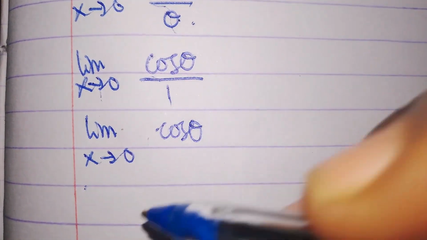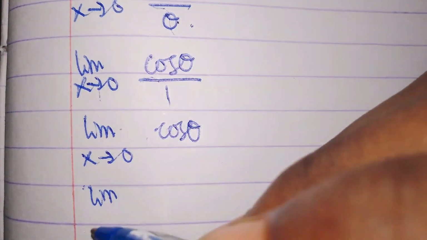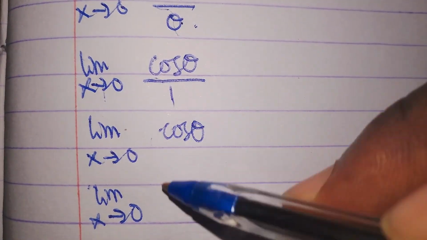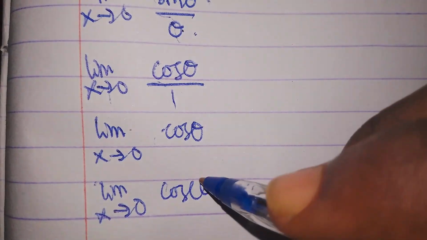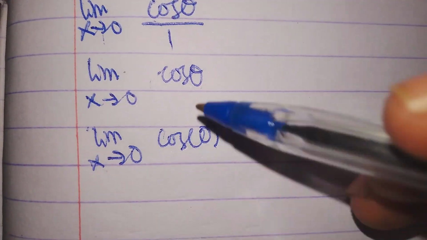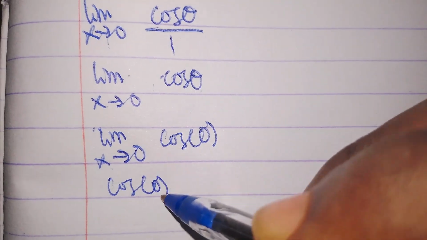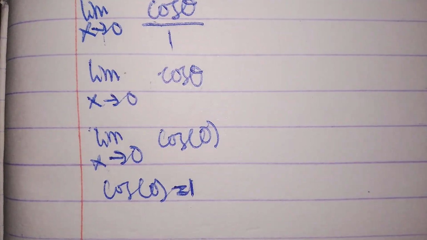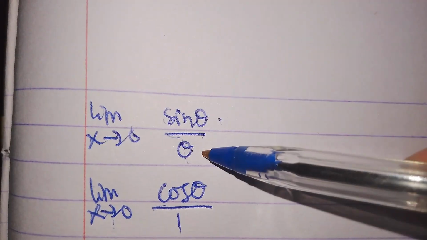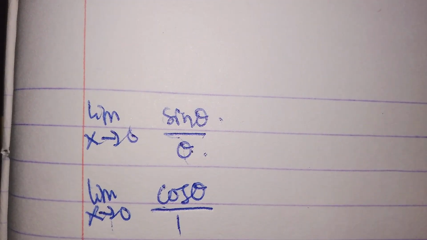So now we come and get the limit as x approaches 0. When you substitute 0 into this, we get the limit as x approaches 0 of cos 0. Now cos 0 is 1. So cos 0 is equal to 1. So now you can see why the limit as x approaches 0 of sine theta over theta is equal to 1, because of L'Hopital's rule.